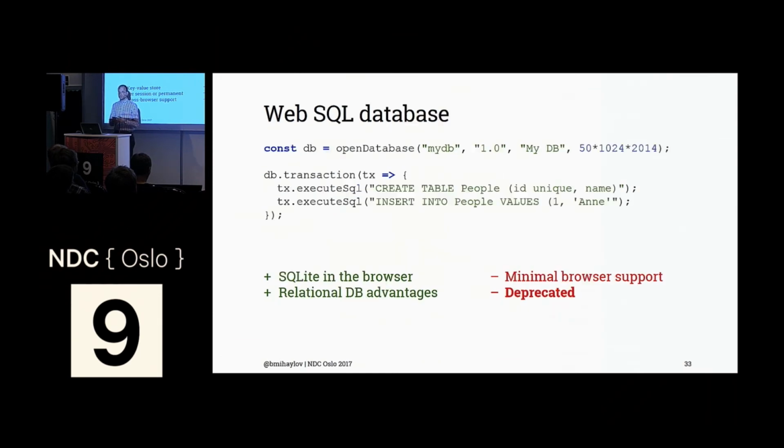So what else could we do? We know databases, we know SQL, so why don't we use SQL in the browser? And that's also another solution that came out. Web SQL database allows us to create tables and basically to execute SQL statements in the browser. And it gave us transactions as well. We love transactions, so it was a good tool. The problem was that it didn't really get implemented by the browsers, and eventually it was deprecated, like the application cache.